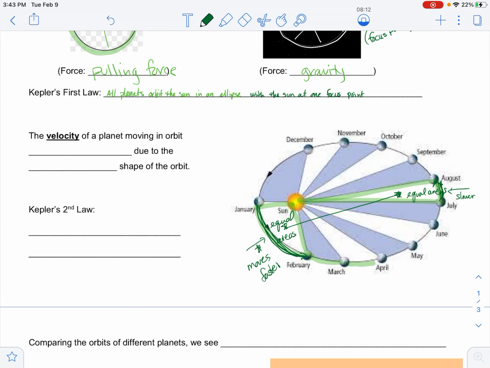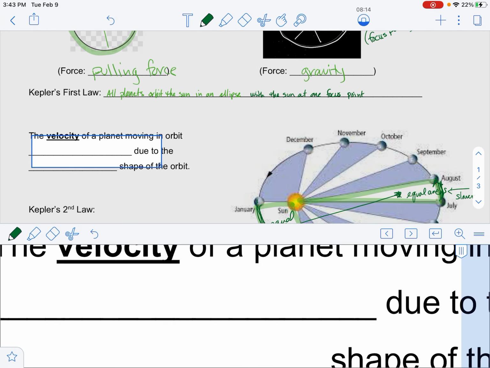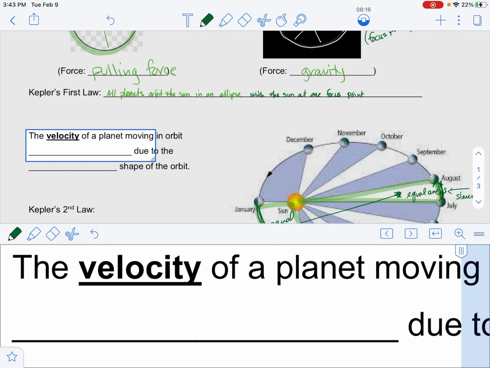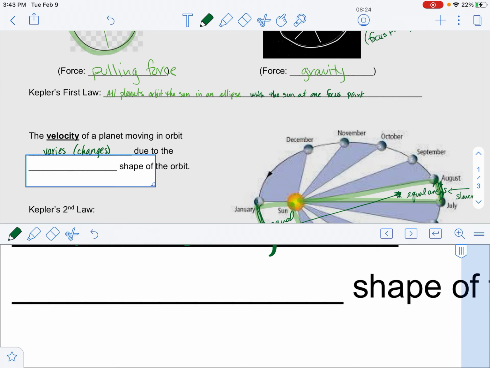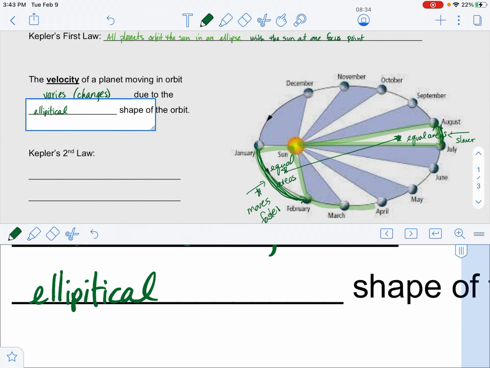And so here we're going to say the velocity of a planet moving in orbit varies, or if you don't like varies, you can say changes, due to the elliptical shape of its orbit. All right, so it moves faster when it's closer to the sun and slower when it's further away from the sun.